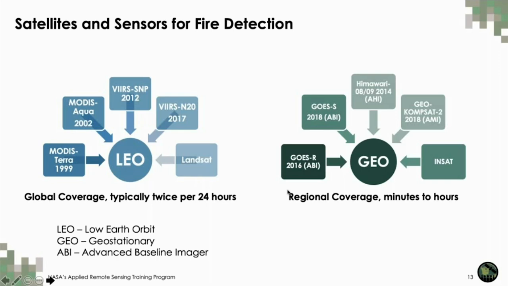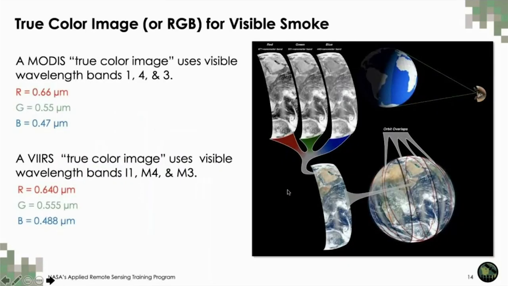It is very similar to MODIS or VIIRS in many senses, and there are differences, and we will discuss them as we go along. Now, one of the pieces of information or imagery which we often use from the satellite is called true color imagery, and this is very, very useful in manually or visually detecting visible smoke.